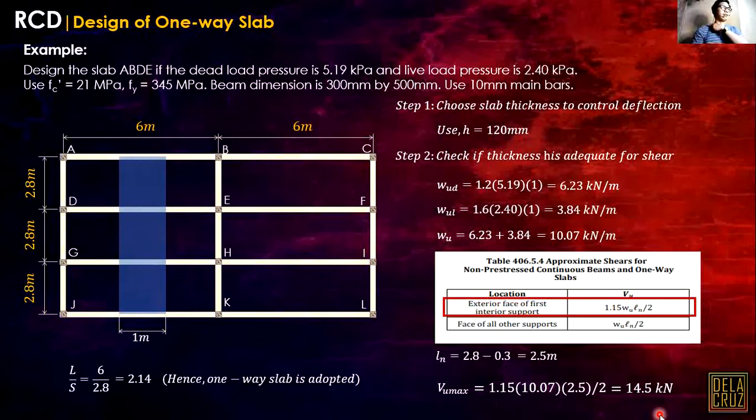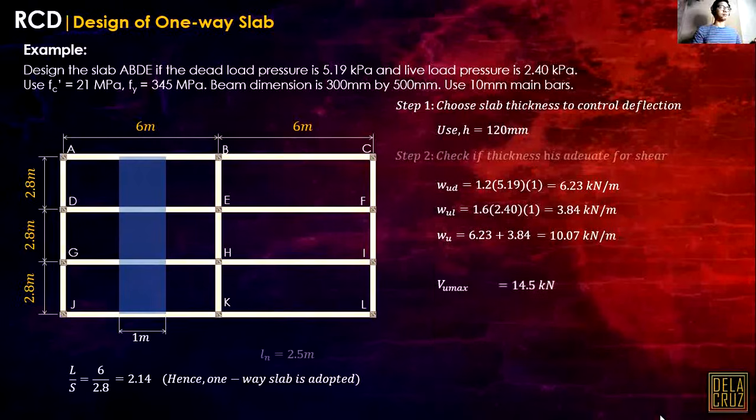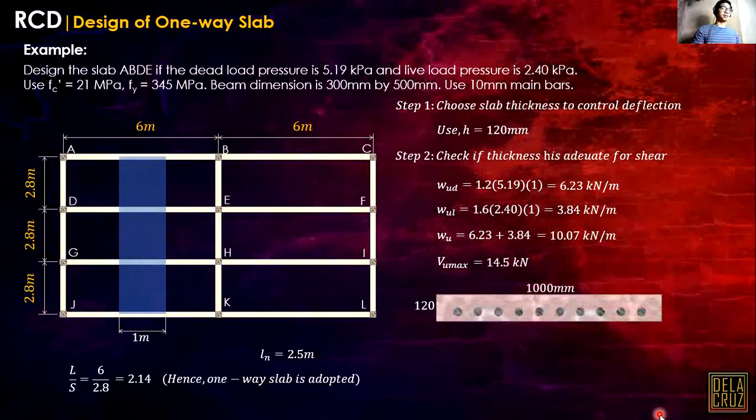Now after this, we will compute the design shear strength of the concrete. So what is the design shear strength of the concrete? Okay, so imagine first, this is the cross section of our slab. So that is a 1 meter strip, so that is 1,000 millimeters. This is the thickness. Then we need to calculate this distance, the effective depth. It is the same as in the beam.